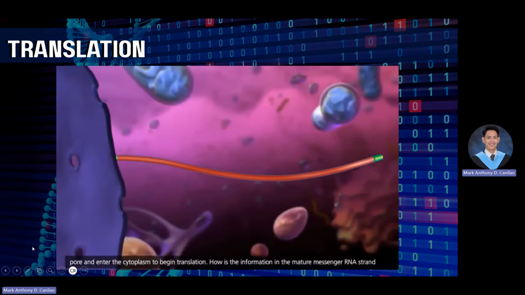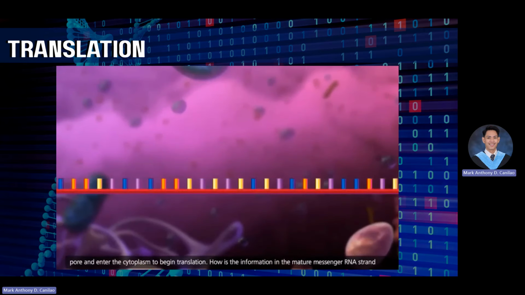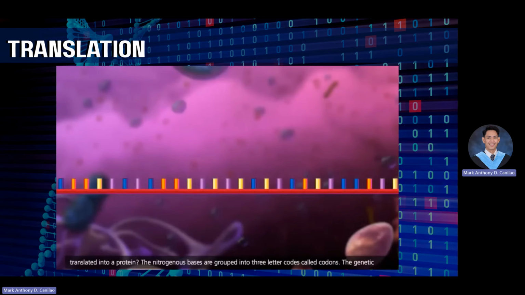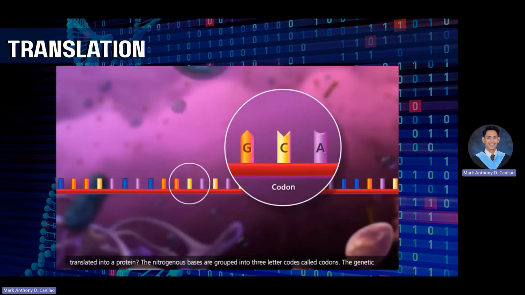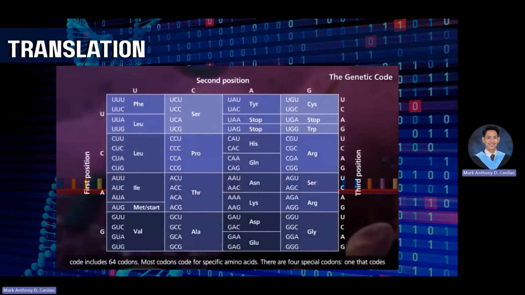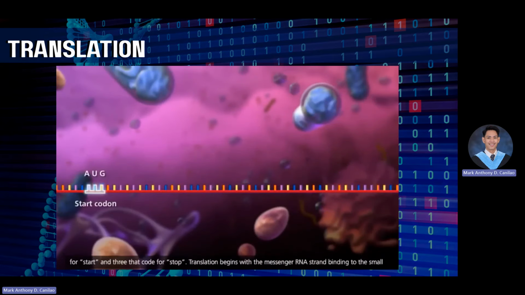and enter the cytoplasm to begin translation. How is the information in the mature messenger RNA strand translated into a protein? The nitrogenous bases are grouped into 3 letter codes called codons. The genetic code includes 64 codons. Most codons code for specific amino acids. There are 4 special codons, 1 that codes for start, 3 that code for stop.